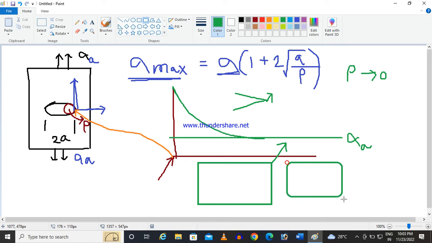It will be slightly like this. There will be a corner. So the maximum stress, even though there is some external force applied due to vibration or something in an aircraft, due to the gyroscopic couple and all these things, this stress will not cross the critical stress.